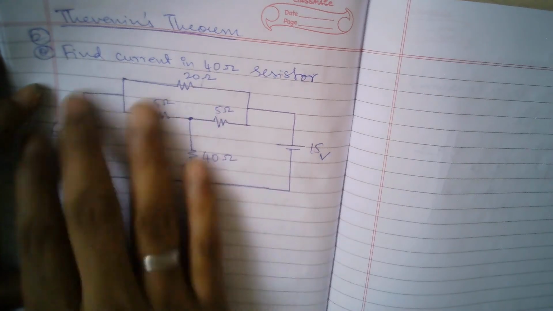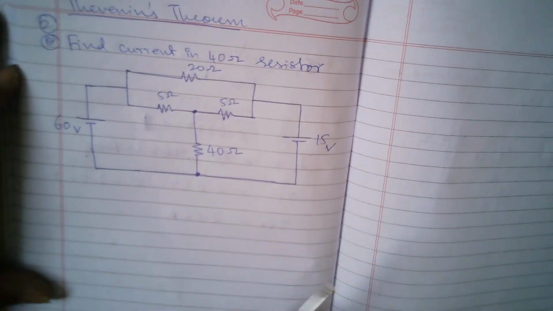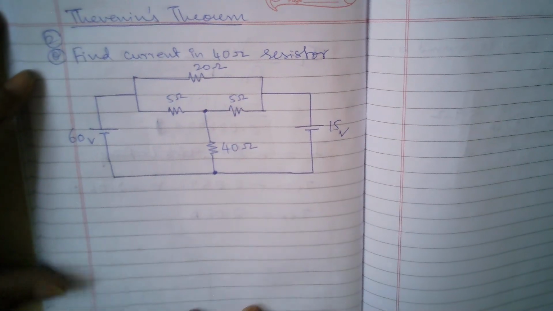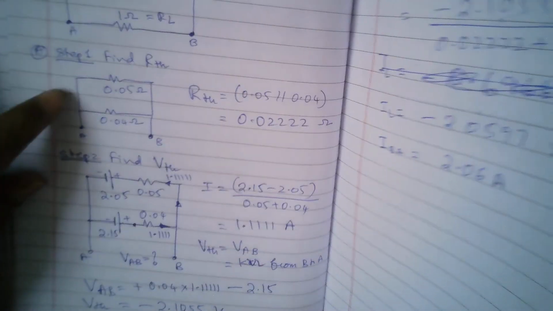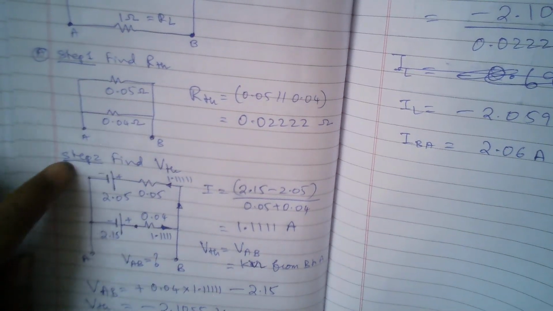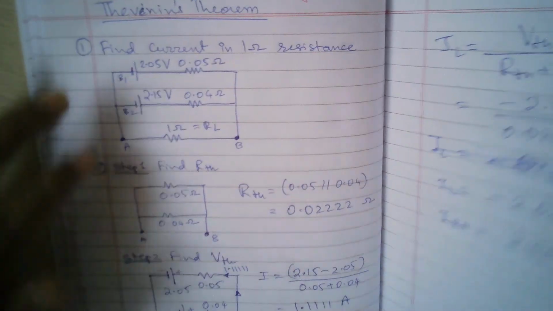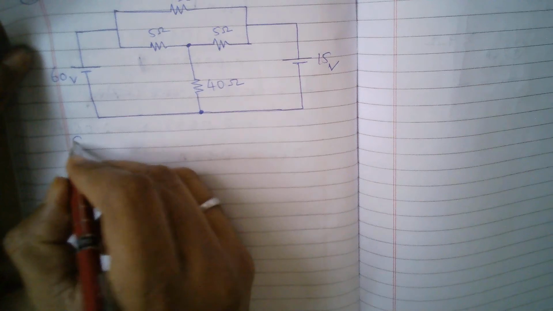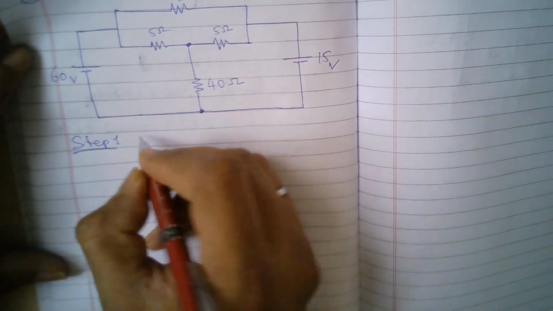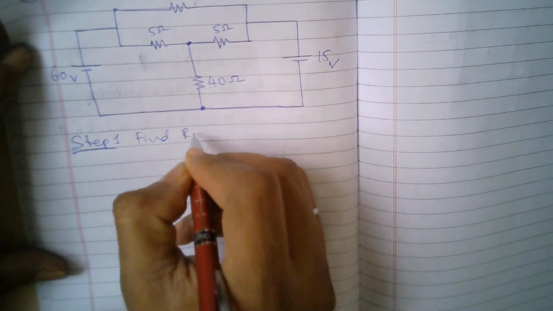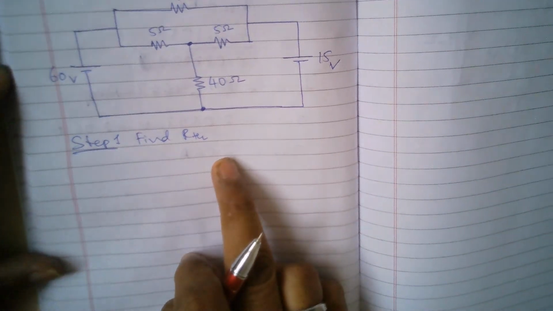Okay, so let us apply Thevenin's theorem. How do we apply it? Again, as in the second video, step 1 is find RTH, step 2 is find VTH, and step 3 is draw the Thevenin circuit and find the load current. Let me do that. So step 1, find RTH, that means Thevenin's resistance.